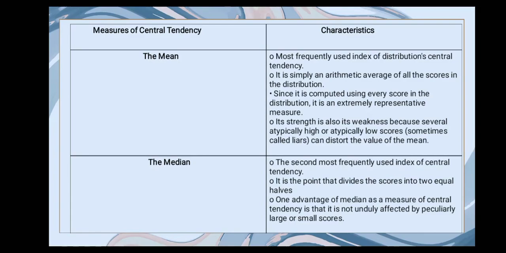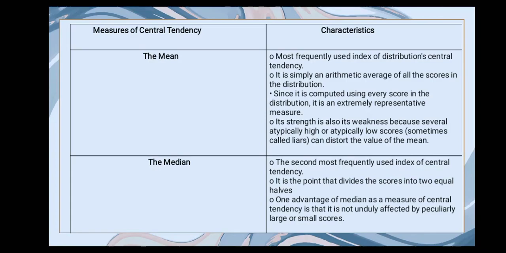First of the mean's characteristics, it is the most frequently used index of distribution central tendency. Second, it is simply an arithmetic average of all the scores in the distribution. Third, since it is computed using every score in the distribution, it is an extremely representative measure. Lastly, its strength is also its weakness because several atypically high or atypically low scores, sometimes called outliers, can distort the value of the mean. Next, we have the median.